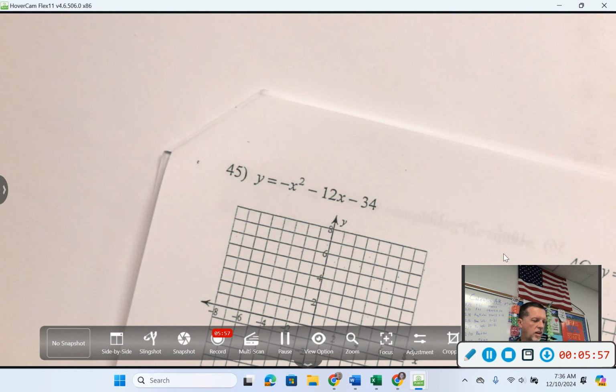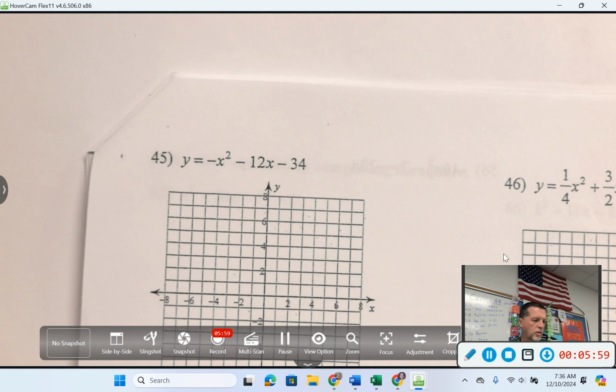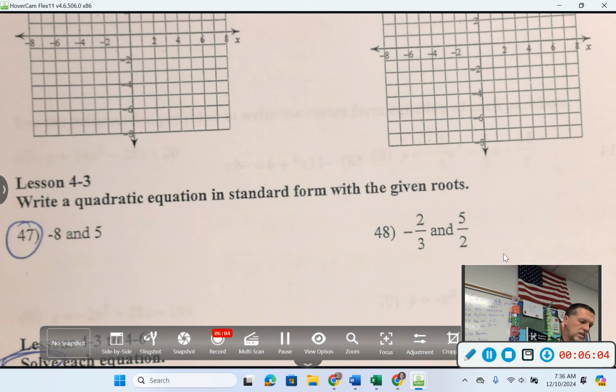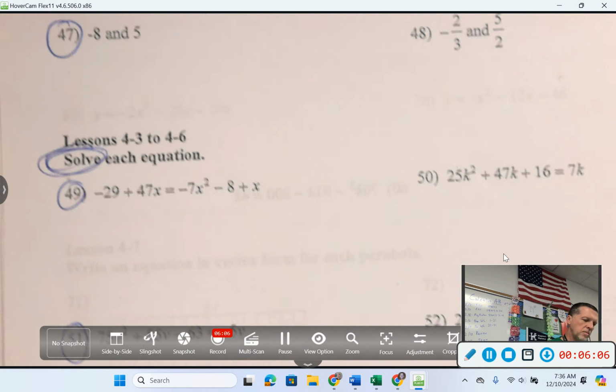Again, just kind of skipping around here. You get 3 more practice problems of those. Fractions, yay, ugly. 47.